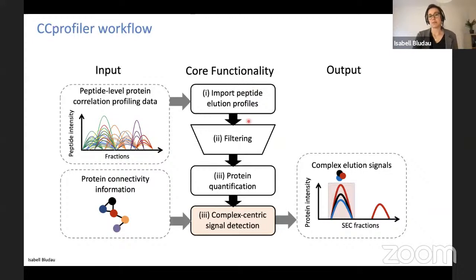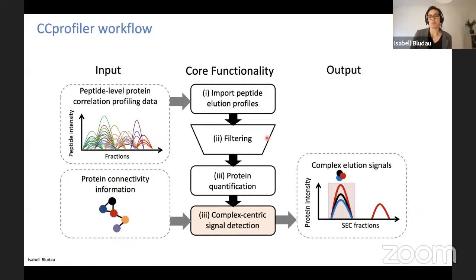Then we perform some SEC-specific filtering. What I mean by this is that we can, for example, filter out peptides that have a lot of missing values, so that don't have consecutive identifications across the fractionation dimension. And then we can also look at sibling peptide correlations, because usually what we would expect if we have a protein without any proteoforms, is that all of the peptides from the same protein should have a similar elution profile and they should correlate well. So we can kick out all peptides that don't follow these criteria.